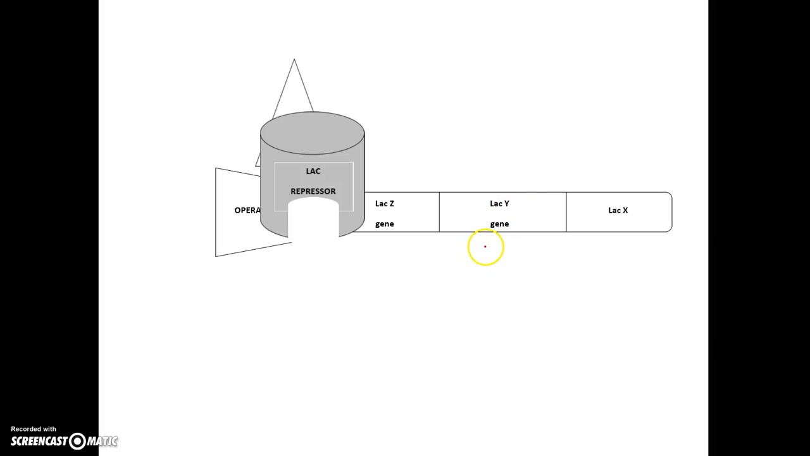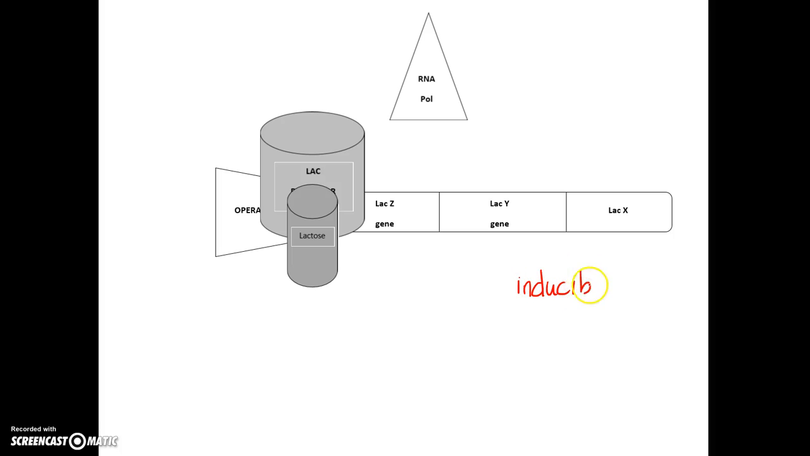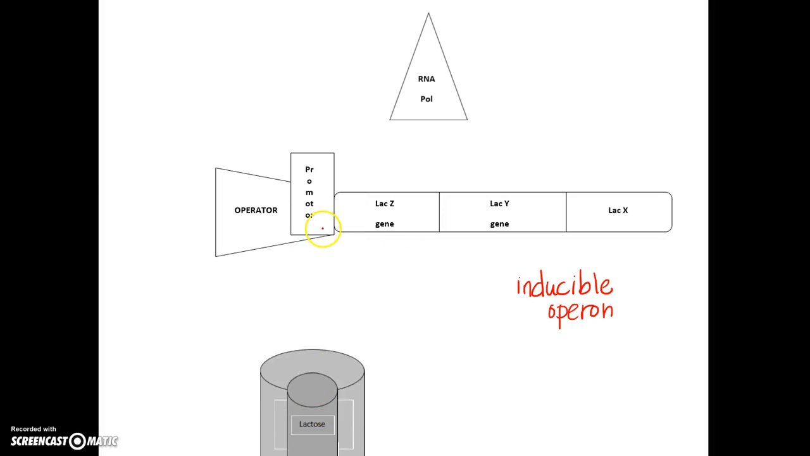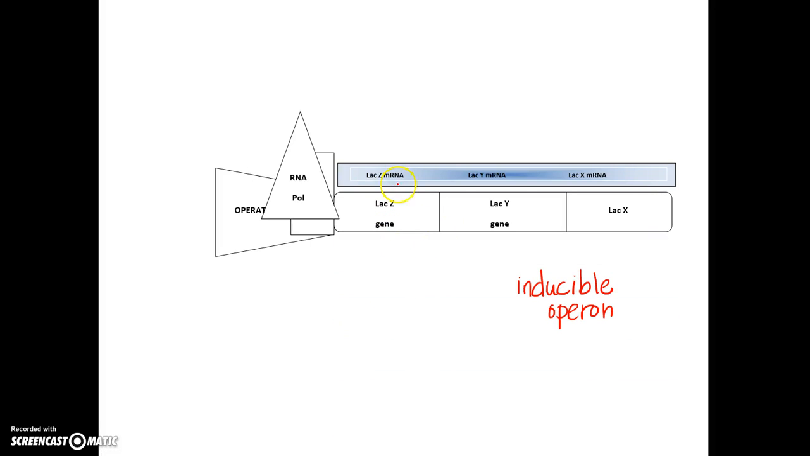So normally we're not going to be able to copy these genes, but if there is lactose, remember this is the sugar found in milk, if this sugar is around, it's going to bind to the repressor and the repressor is going to come off. So what we say here is that this is an inducible operon. It's normally off, but we can induce it to turn on. Once this lactose binds here, the repressor is going to go away, and we're going to be able to make the mRNA so that we can make these enzymes.